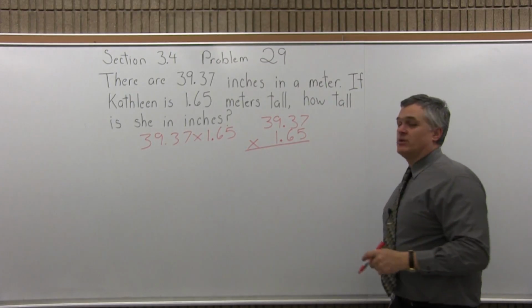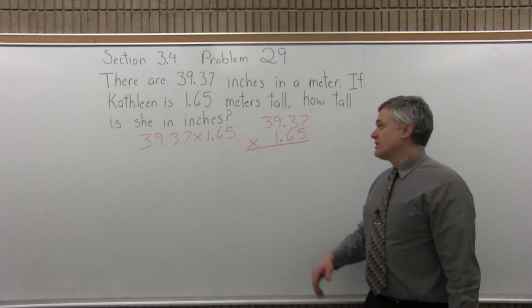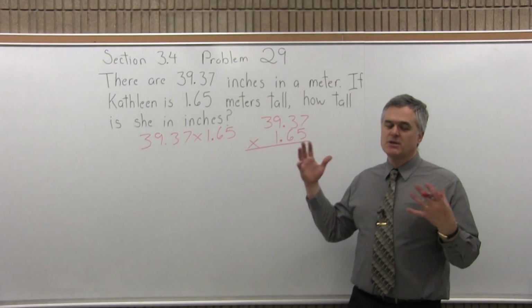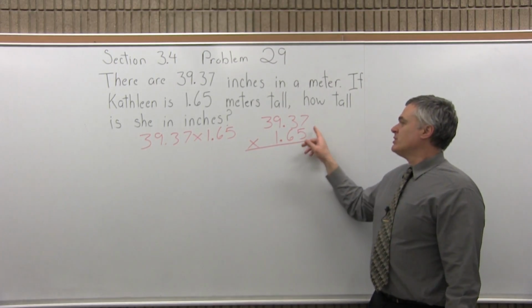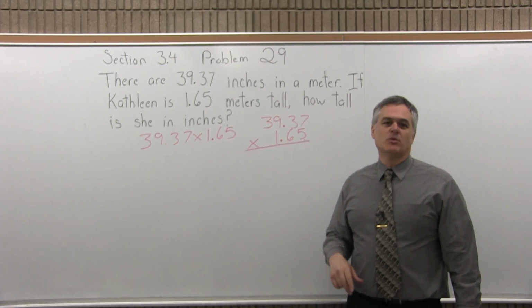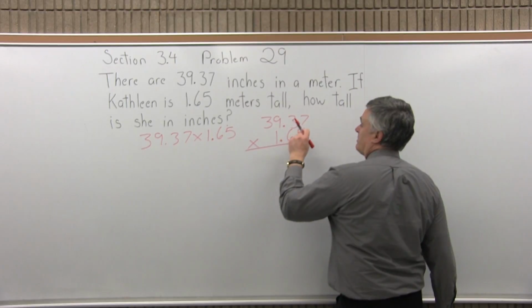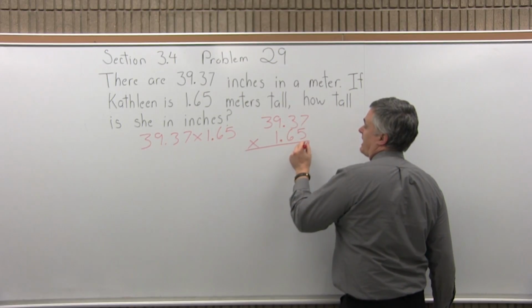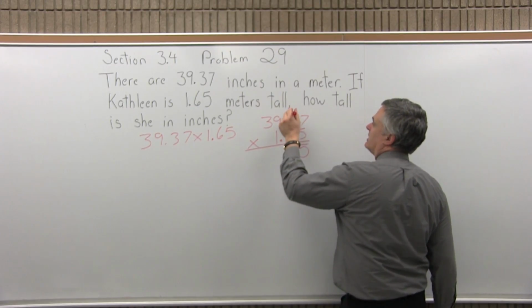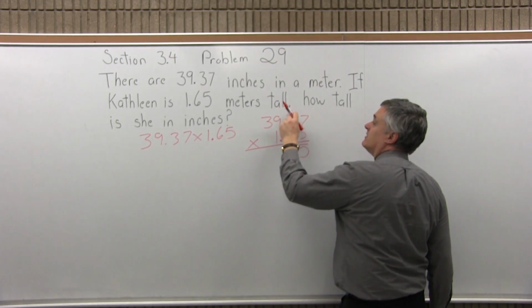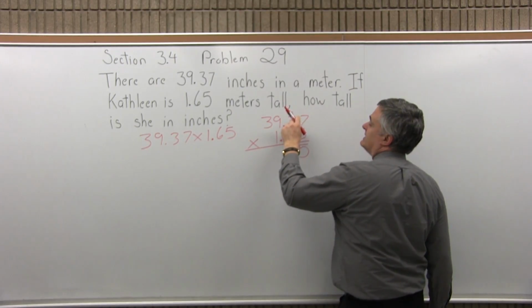So initially what you do is just ignore the decimals, pretend they're not even there. Multiply 3,937 times 165. It's going to be a big, big number. But then when you put the decimals back in, it'll get to be a more sensible size. So multiply. 5 times 7 is 35. For 35, write the 5, carry the 3. 5 times 3 is 15. 15 plus the 3 more that we carried is 18.